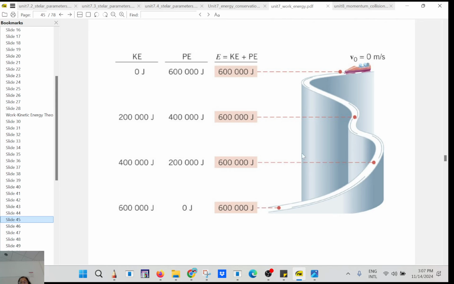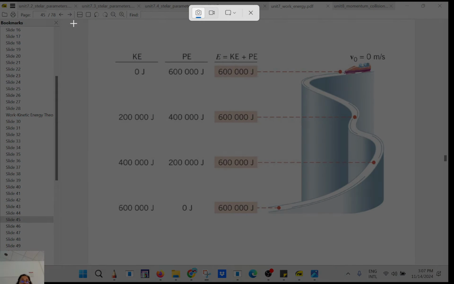And then it goes down. Here you have more kinetic energy, less potential energy. But when you add them up, you're going to get the same amount. Does it make sense? Okay, at the end, what type of energy are we going to get? Kinetic. So how can we write this equation?